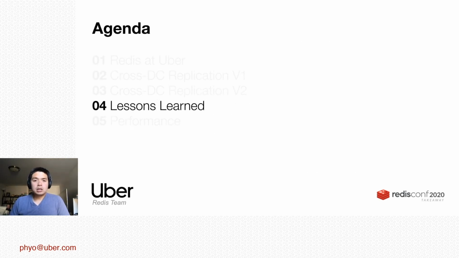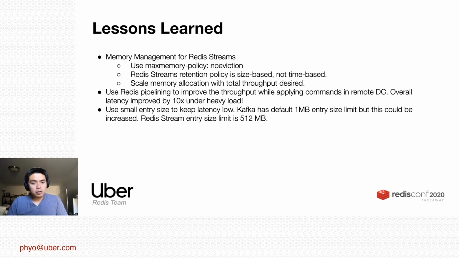Let's talk a little bit about some of the lessons learned using Redis Streams. Let's talk about memory management for Redis Streams. Redis has many different max memory policies. Usually, we set this to allkeys-LRU since we use Redis as a cache. However, we do not want that with the streams. If the max memory policy is set to allkeys-LRU, the streams themselves will get evicted when the memory limit is reached. We do not want that. This might be obvious, but we ran into this issue while prototyping, so I just wanted to call it out.